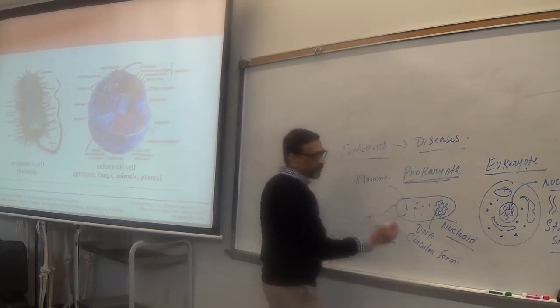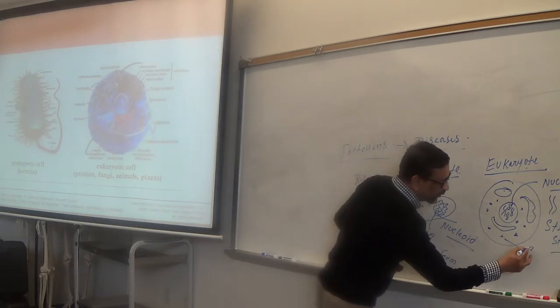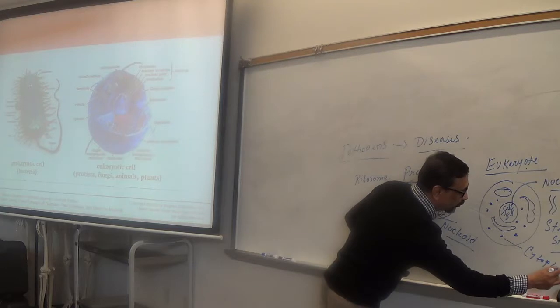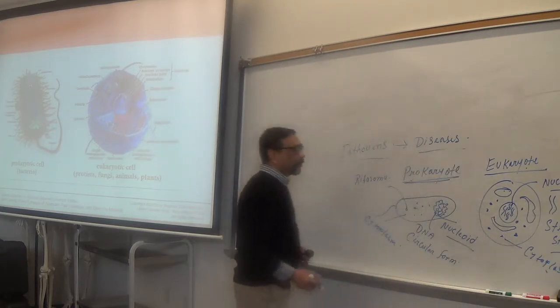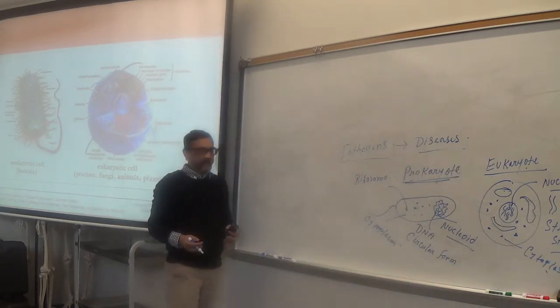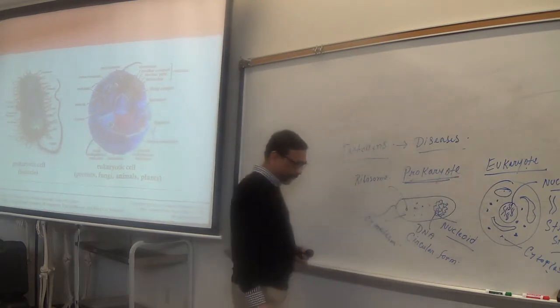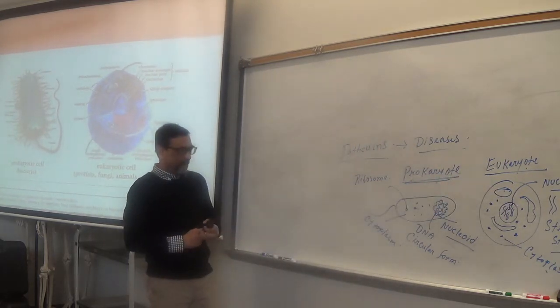Cytoplasm. This is cytoplasm. Okay. So those are the main differences between prokaryotes and eukaryotes. I'm repeating quickly again.